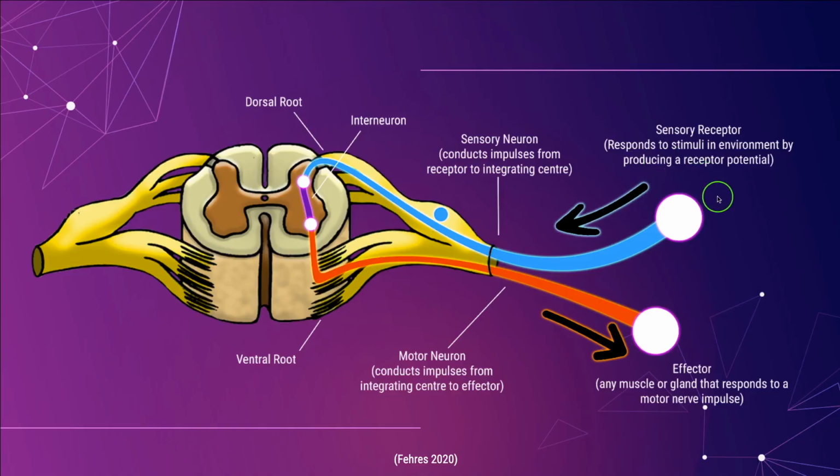Let's just have a quick reminder of how that works. We've got the sensory receptor, which responds to stimuli in the environment by producing a receptor potential. The signal travels along, conducting impulses from the receptor to the integrating center along the sensory neuron. So this is through the dorsal root or the afferent nerve root. It then synapses with an interneuron in the spinal cord, and then the signal comes out through the ventral root or the efferent. So it travels along a motor neuron, which conducts impulses from the integrating center to the effector. The effector is any muscle or gland that responds to a motor nerve impulse.